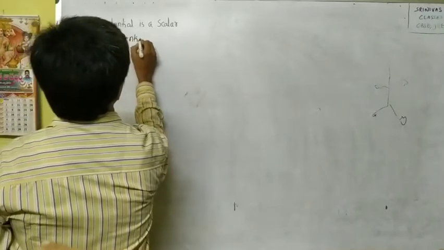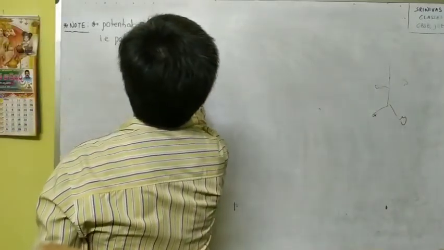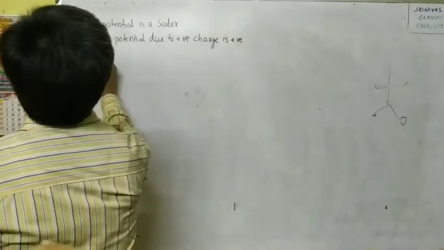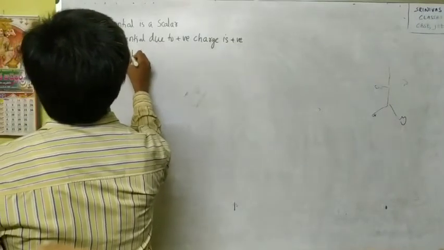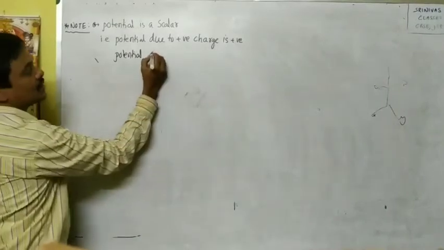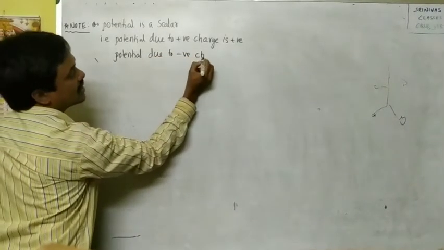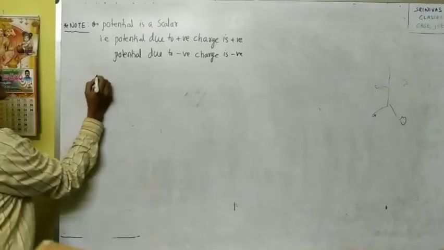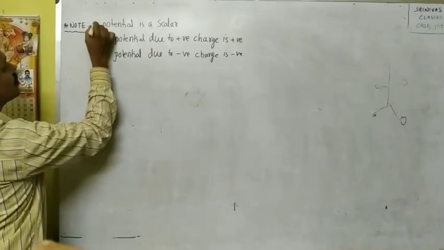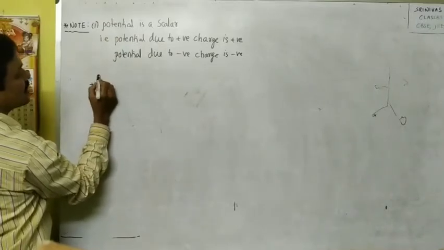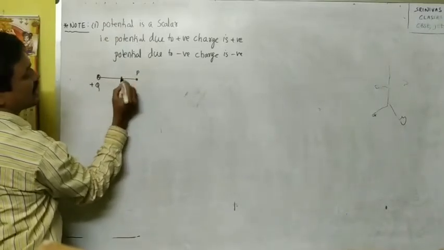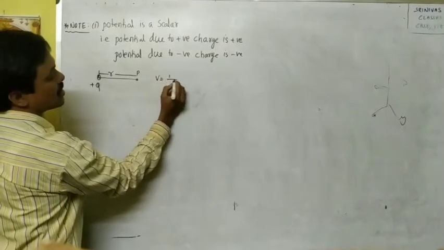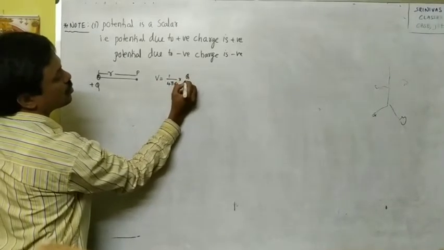That means potential due to positive charge is positive, and potential due to negative charge is negative; you have to take it so. This is the first point. If it is a plus Q charge, and at point P at distance R I want to calculate the potential, then the potential formula is 1 by 4 pi epsilon naught into Q by R.